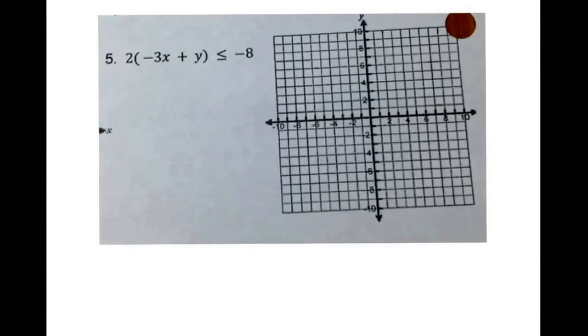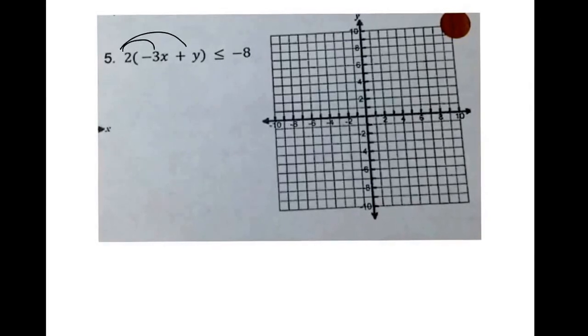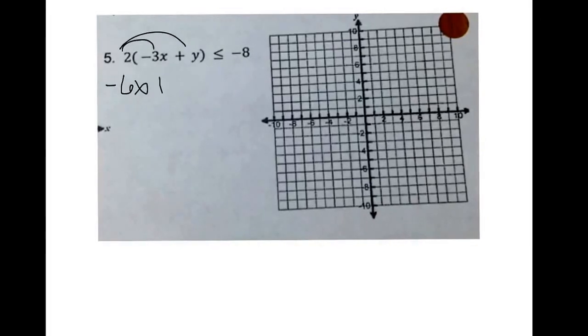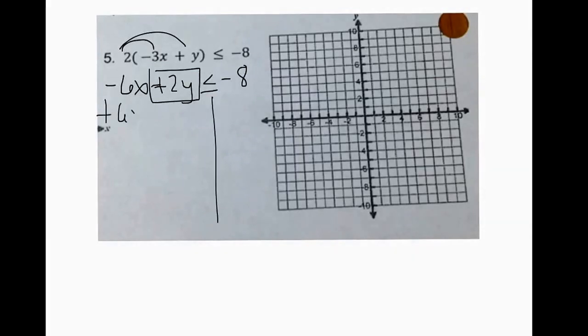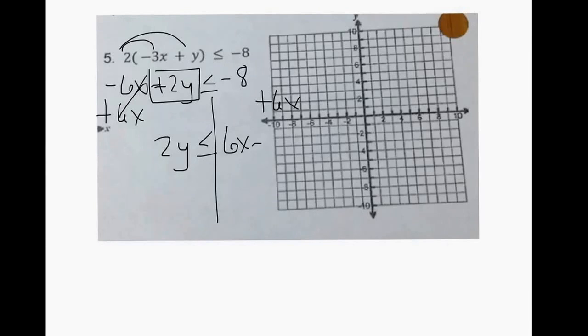Again, just more work here to get it solved for y. Got to distribute: negative 6x plus 2y less than or equal to negative 8. And then again, we're just solving. So box your 2y, draw your line down. Plus 6x to both sides. 2y less than or equal to, I want this mx plus b form, so I'm going to put the 6x first. Negative 8 second. Divide everything by 2.